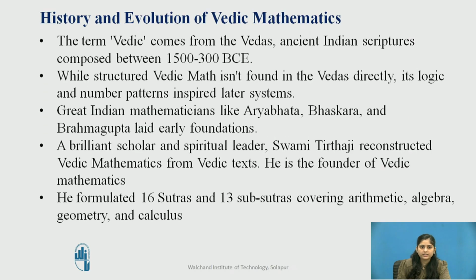Now let us start with the history and evolution of Vedic mathematics. The term Vedic comes from Vedas, an ancient Indian scripture composed between 1500 and 300 before Common Era. While structured Vedic maths isn't found in the Vedas directly, its logic and number patterns inspired later systems. Great Indian mathematicians like Aryabhata, Bhaskara and Brahmagupta laid the early foundation.